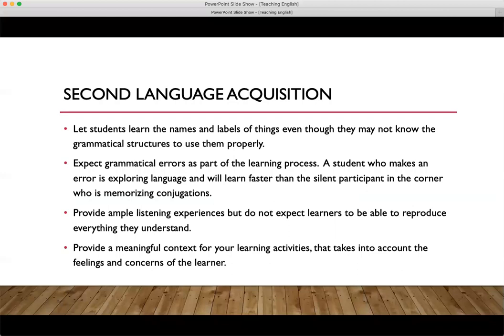Finally, we never expect a child to learn language out of context. We applaud the smallest gain and accept incomplete learning as a natural occurrence. The environment is relaxed and anxiety free because we have every confidence that the child will learn to speak. Provide a meaningful context for your learning activities that takes into account the feelings and concerns of the learner.